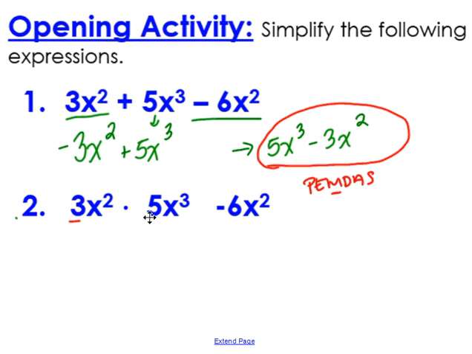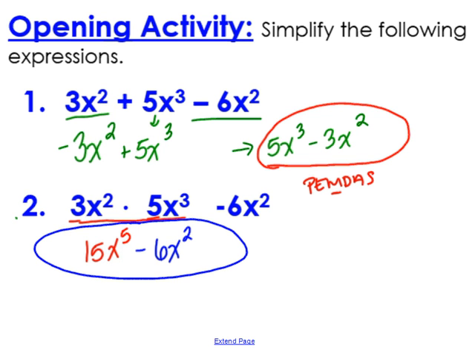Remember, you multiply these coefficients to get 15, and you add the exponents. If I have 2 x's here being multiplied together times 3 more, that would give me 5 x's multiplied together total. So when I did the multiplication step only, I would get this. And then I haven't done anything with the minus 6x squared, so I'm just bringing it down. Now that that's there, if I can, I will combine like terms, and I cannot because this is an x to the 5th and this is an x squared, so that is my final answer.